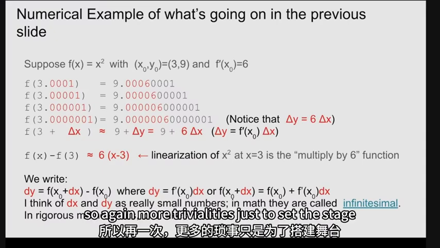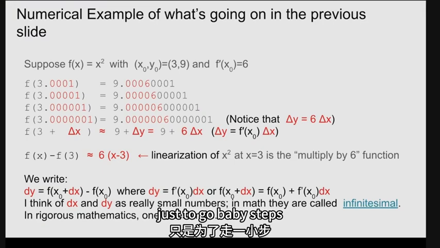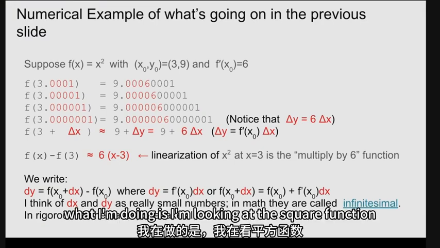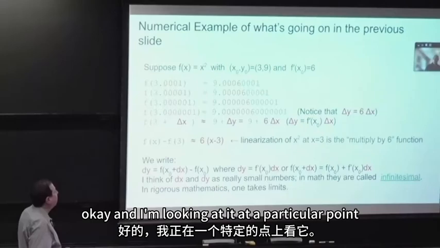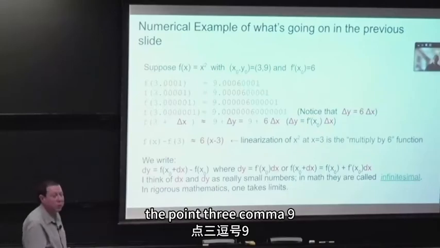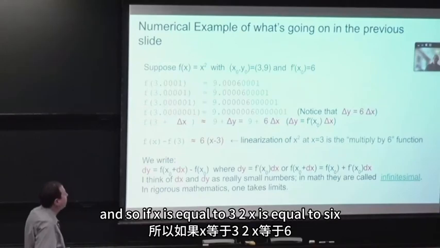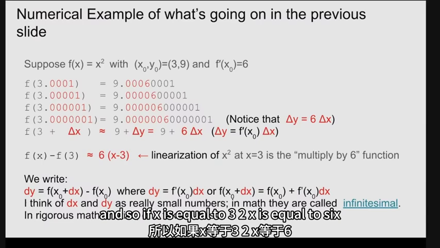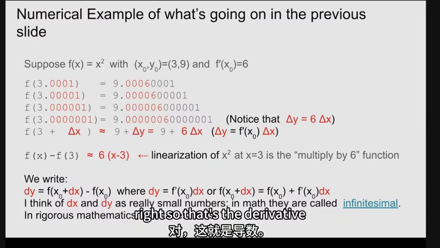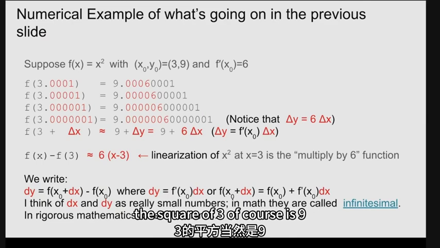All right, so again, more trivialities just to set the stage, baby steps. Here, I'm looking at the square function at a particular point, the point (3, 9). You all know that the derivative is 2x, and so if x equals 3, 2x is equal to 6. So that's the derivative. The square of 3, of course, is 9.